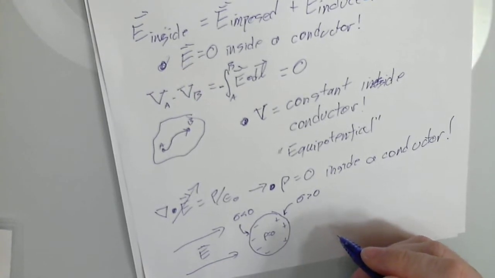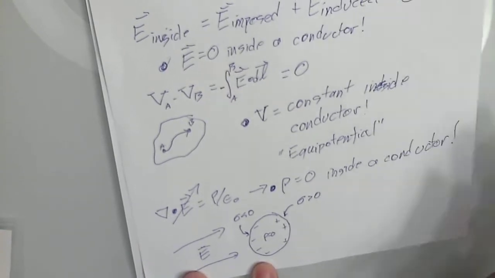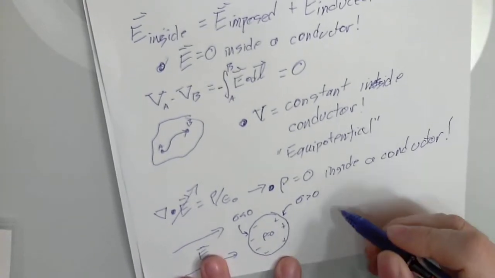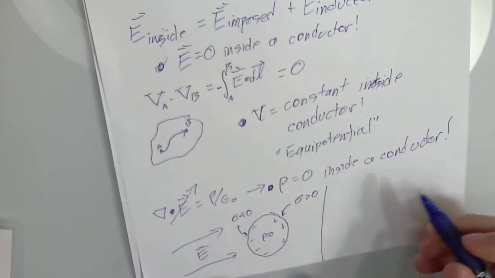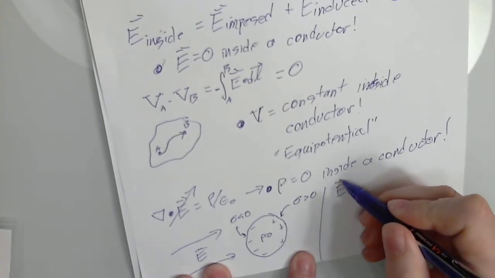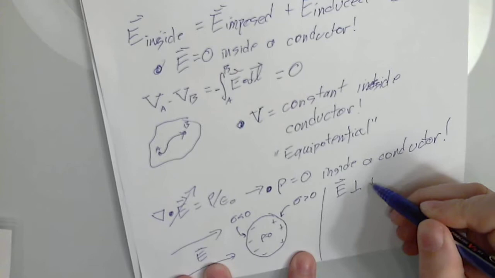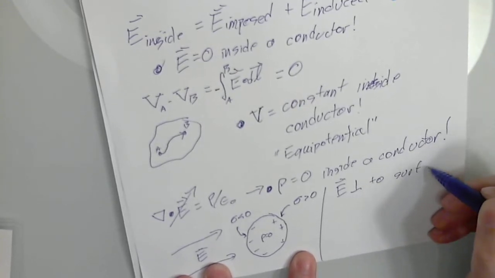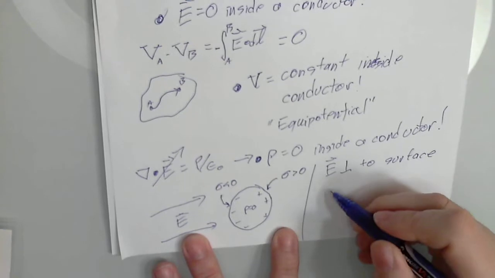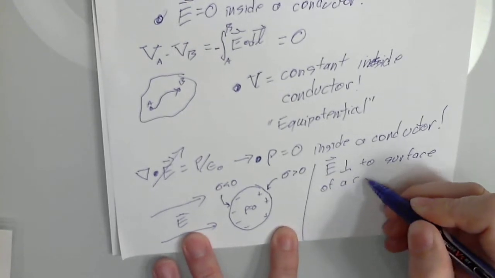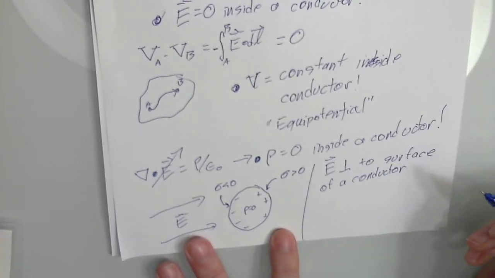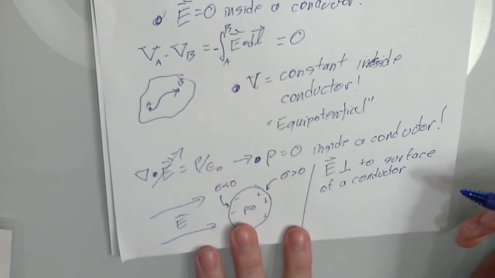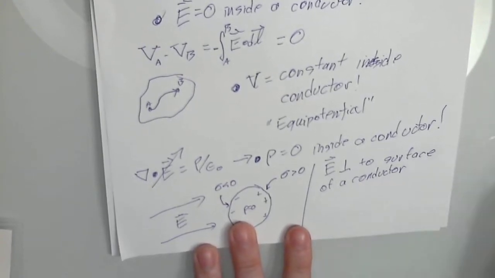Let's see. One final property that I should talk about is that the electric field is perpendicular to the surface of the conductor. All right. That may seem a little surprising. I just told you that the electric field was 0 inside the conductor. In this case, I mean outside.